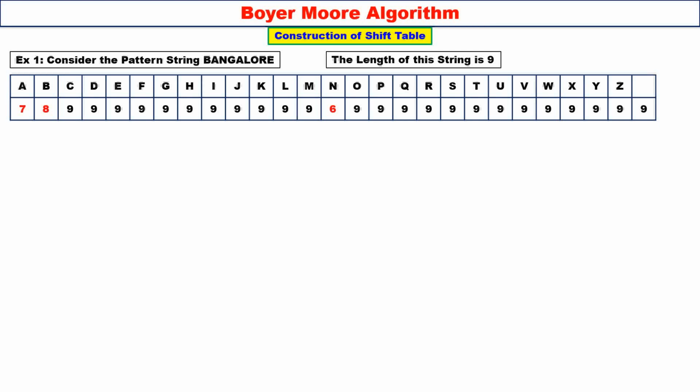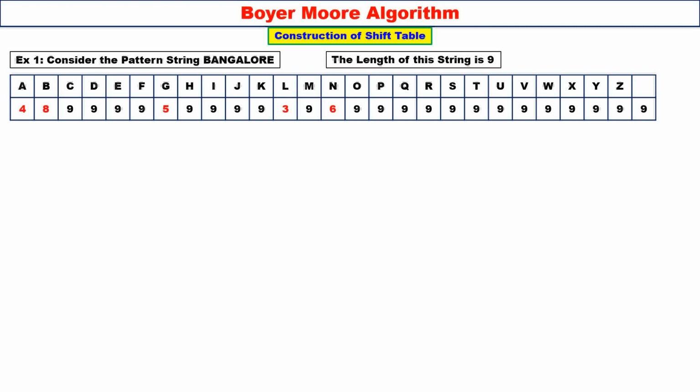Similarly, the fourth character is G. How many characters are there in front of G? 1, 2, 3, 4, 5. Therefore, G will become 5. Next character is A. Count how many characters are there in front of A. 1, 2, 3, 4. See, earlier for A it was 7. Now it will become 4. Next, L. Just count how many characters are there in front of L. 1, 2, 3. Therefore, for L it will become 3.